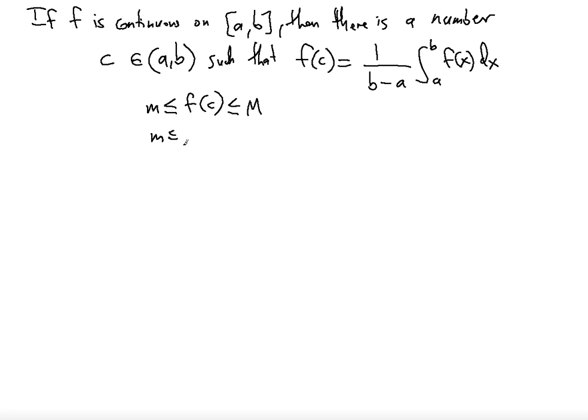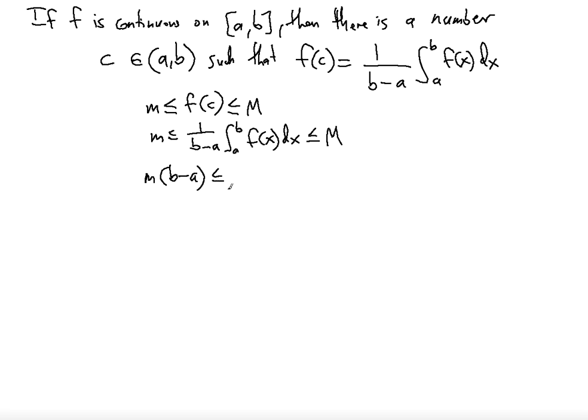So we're going to have 1 over b minus a, the integral from a to b, f of x dx, is less than or equal to the maximum value. So what does that mean? That means that you can actually multiply all three sides by b minus a, and you will get this.